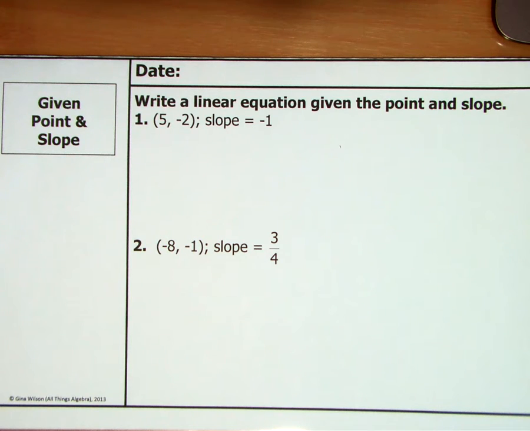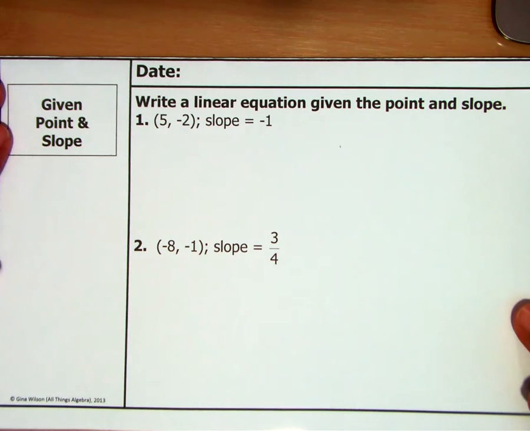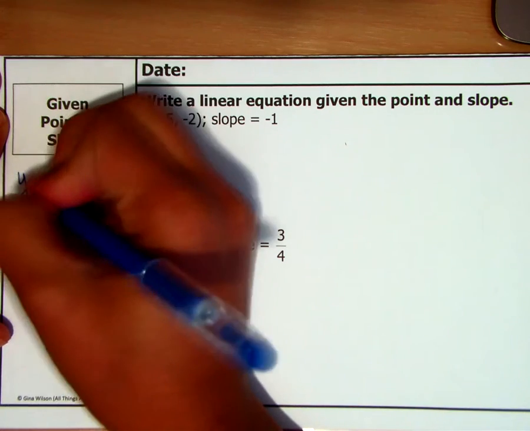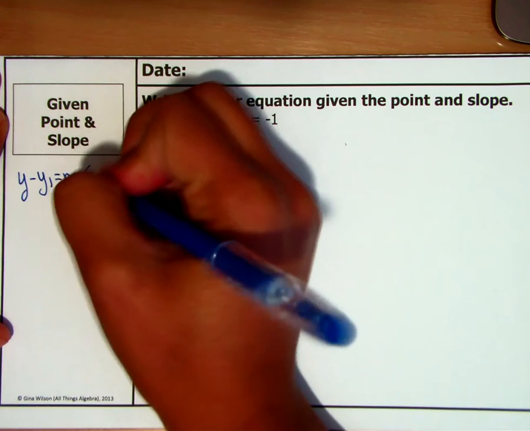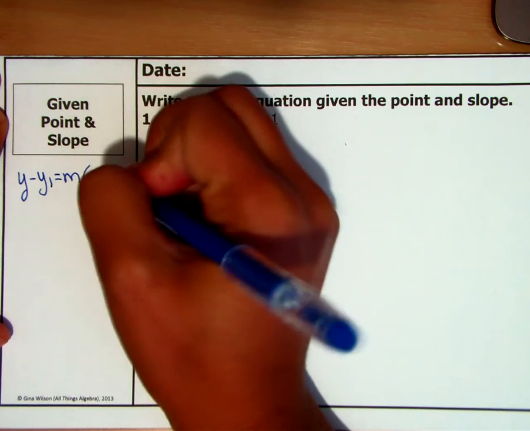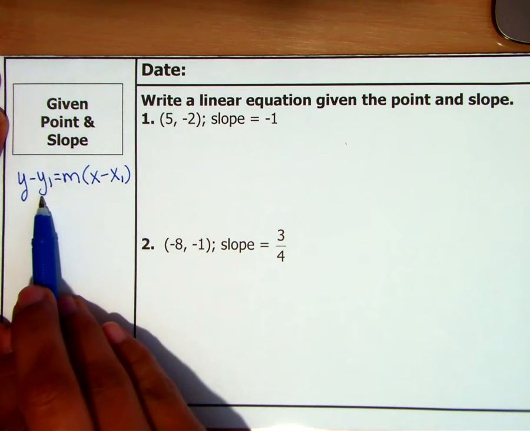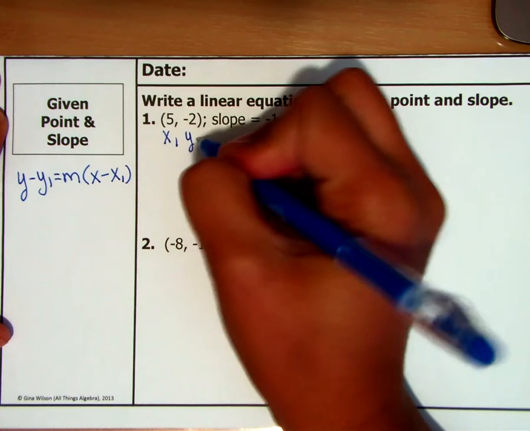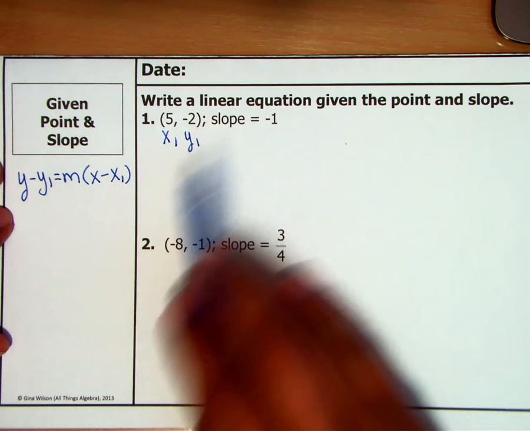Write a linear equation given the point and slope. Anytime you have a point and you have a slope, you use the point-slope formula. And that one is y minus y1 equals m parentheses x minus x1. So m is the slope, and then x1, y1 is the point. So I'm going to put here x1, y1. This is the slope.